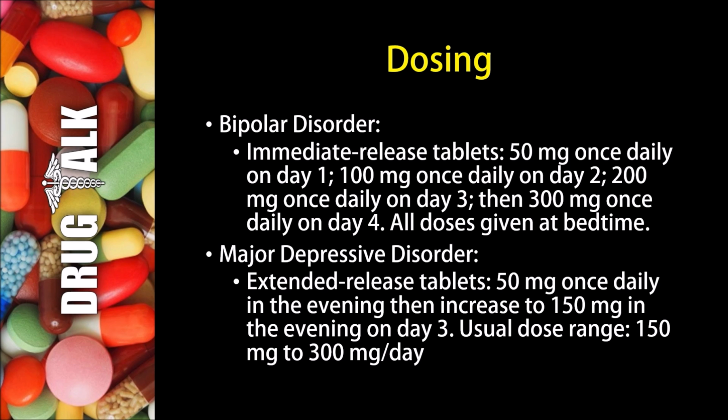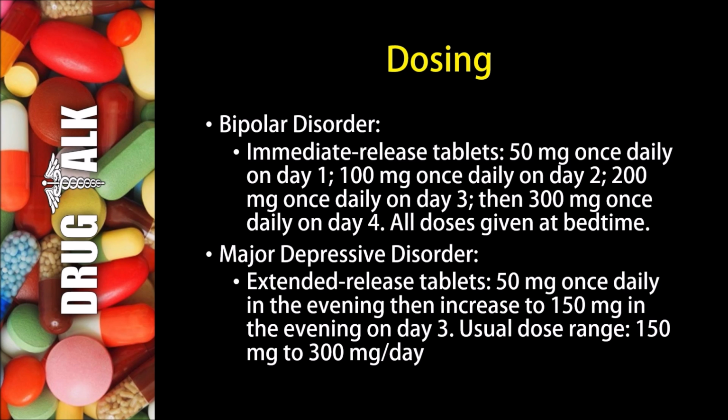Now for some examples of dosing. In bipolar disorder, if a patient was receiving the immediate release tablets, they may use 50 milligrams once daily on day 1, followed by 100 milligrams once daily on day 2, then 200 milligrams once daily on day 3, then 300 milligrams once daily on day 4. And all of these doses would typically be given at bedtime.